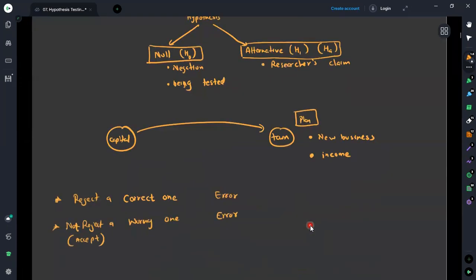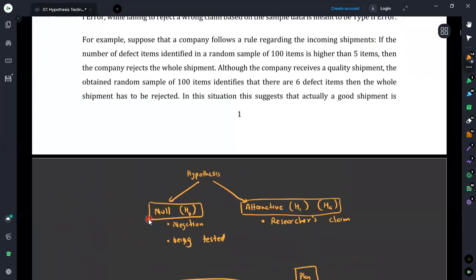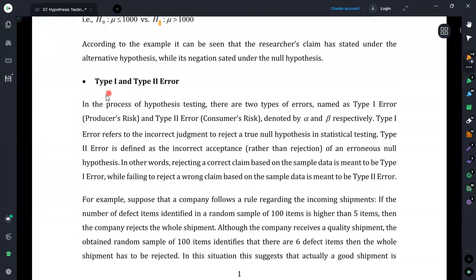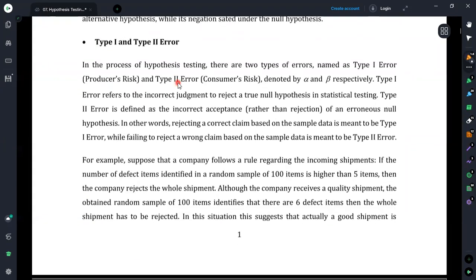Now we will have a look at those two types of errors. These are the two types of errors that we can have: rejecting a correct one or not rejecting a wrong one. Those are the errors that we can identify, and those are named as the type 1 and type 2 errors. In the process of hypothesis testing, there are two types of errors which are named type 1 error and type 2 error.